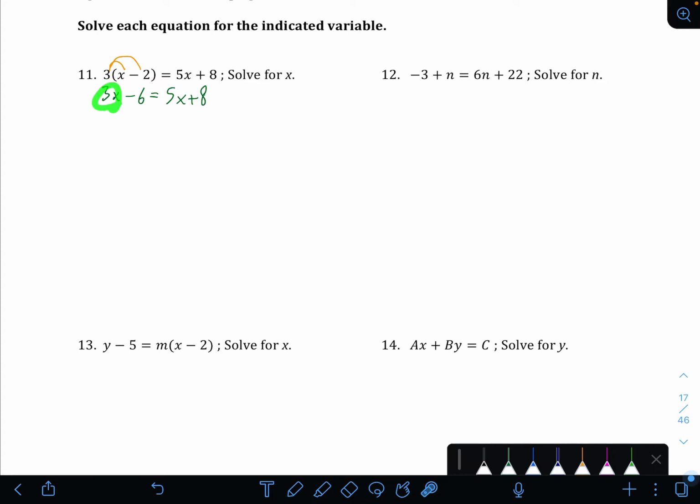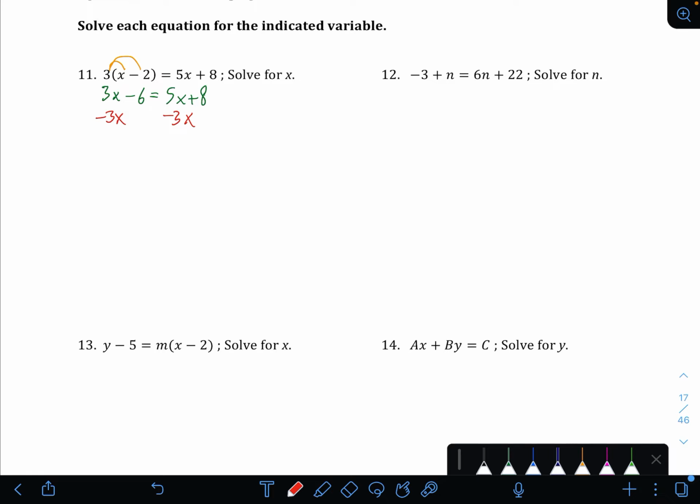And now I want to get the x's together. So to get the x's together, I just have to do one simple thing. I have to move them over. I could move the 5x to the other side, but then I'm going to have to deal with negative numbers because 5 is bigger than 3. If I move the 3x over, I'm not going to have to deal with negative numbers, so that's a little bit easier choice. So I'm going to subtract 3x from both sides.